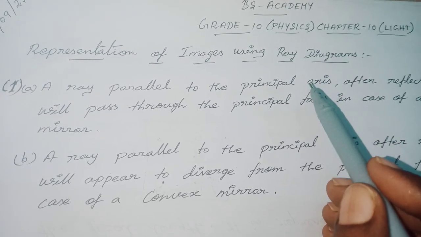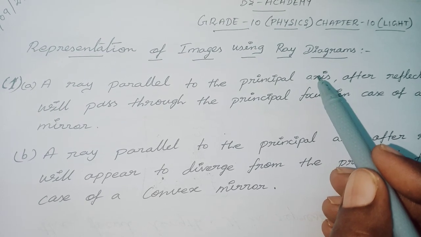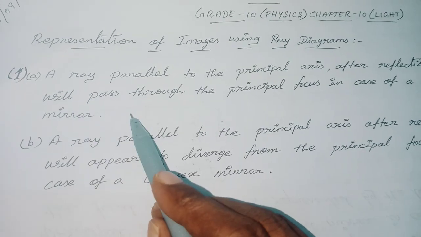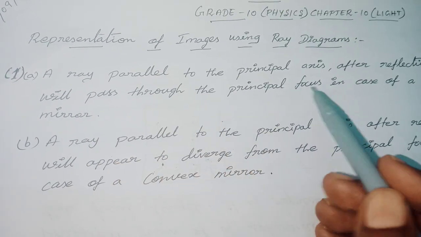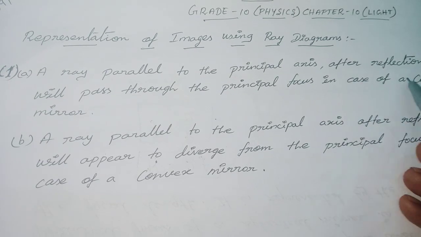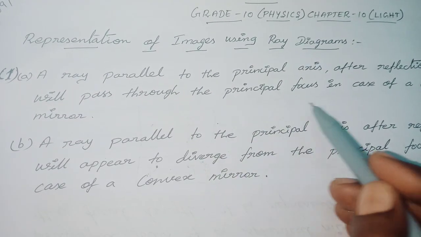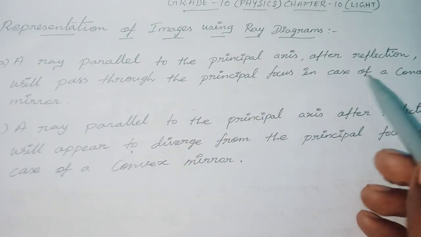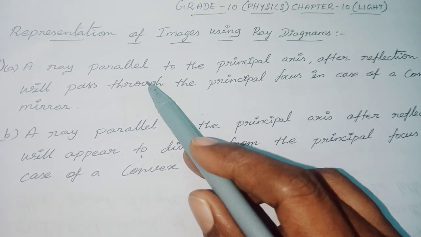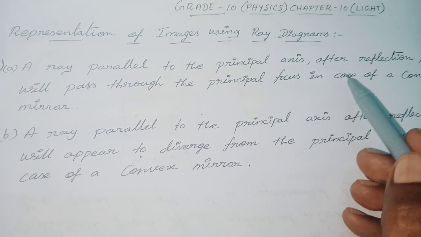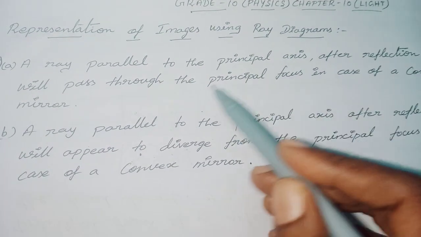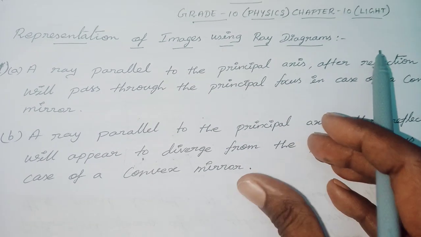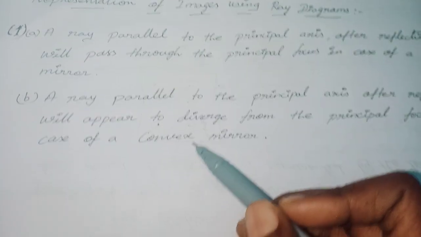First of all, the first point we have to follow while drawing the ray diagram is: a ray which is parallel to the principal axis, after reflection, will pass through the principal focus in case of a concave mirror. In case of a concave mirror, when the ray is parallel to the principal axis, then after it gets reflected, it will pass through the principal focus. To understand this point, let us draw the diagram for the concave mirror.